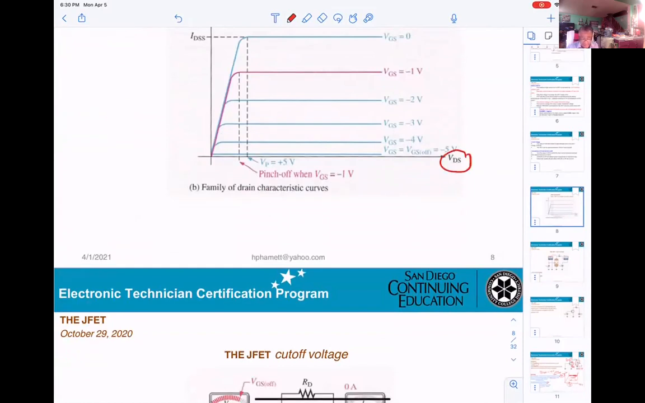Okay, all right. Now, on that problem, they say they want to know the minimum VDD in order to get the device working in this area.